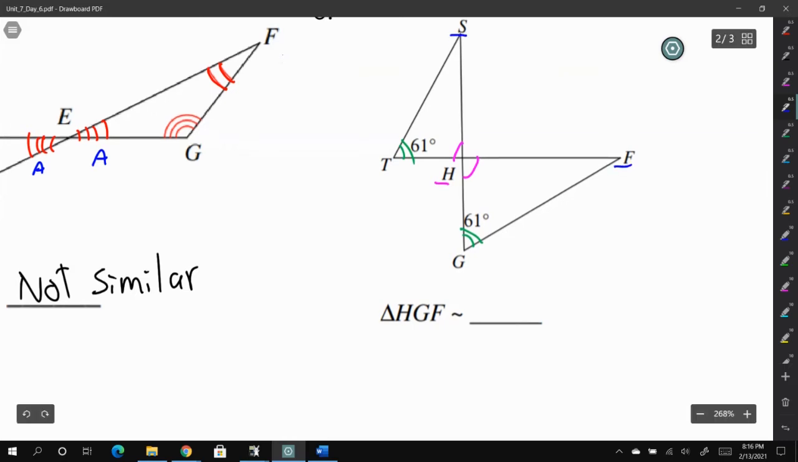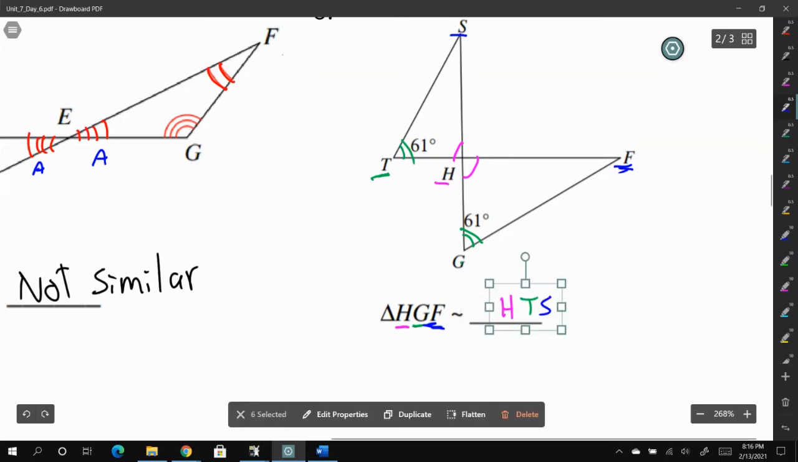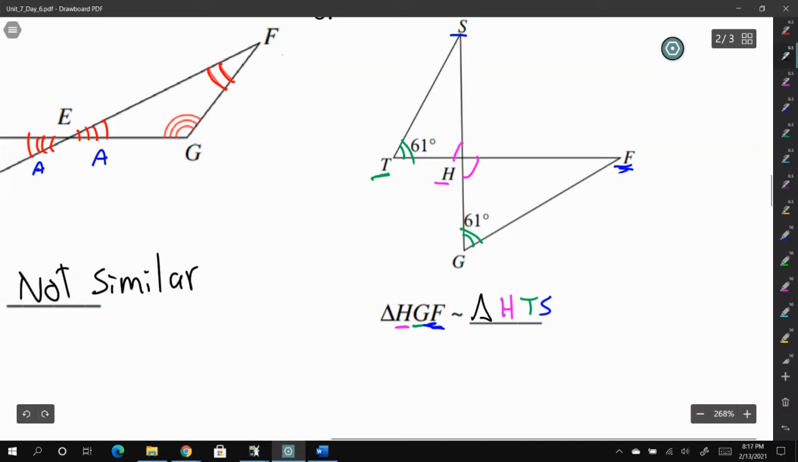So now we can write our similarity statement. So H was pink. So we have to start with the pink one in the second triangle, so H. And then G comes next, which is green. So that means T must come next. And then F is last, which was blue. So S must be there. Oh, I forgot the triangle symbol. Let's just add that.